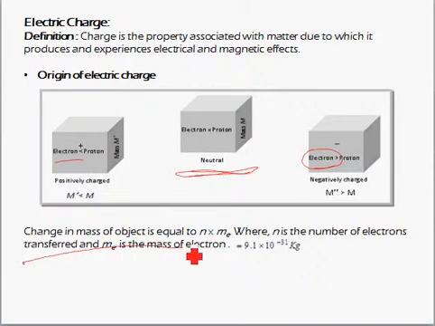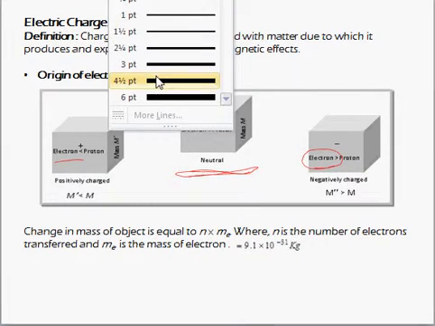Now, as charge is always due to motion of electrons, it means that there is always a change in mass of the body. So when a body becomes negatively charged, it has gained some mass, and when a body becomes positively charged, it means that it has lost some mass. Now how much mass has it lost or gained? It should always be equal to n times the mass of one electron, where n is the number of electrons which is either lost or gained.